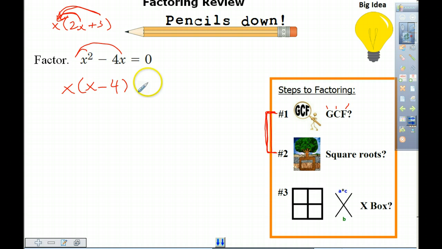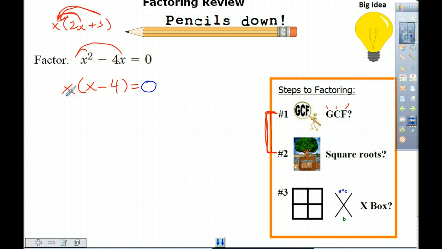Minus 4, yeah. Minus 4. And of course, if you do a distributive property, since what you just factored, it should equal what you started with. X times x is x squared, x times negative 4 is negative 4x. So just think of the GCF as the reverse of distributive property. And you can always check it. Okay. Much easier than doing all this box stuff.